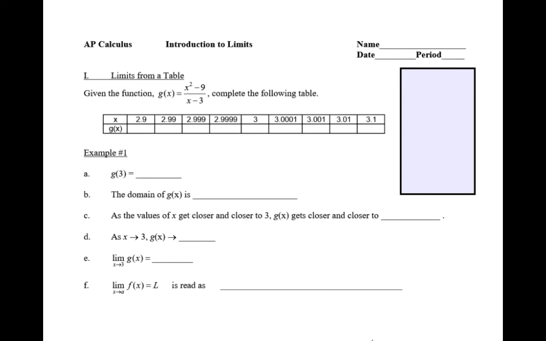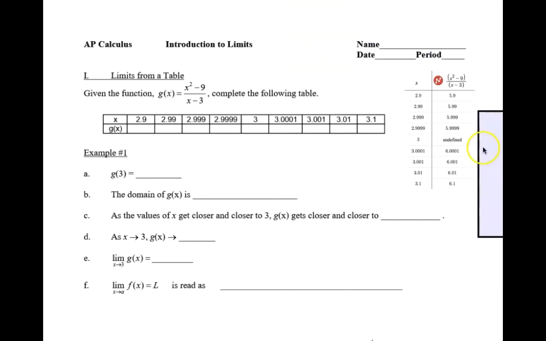The first thing we'll do is take a look at the function g of x equals x squared minus 9 divided by x minus 3. This is a rational function, and we want you to complete the table of values. I went ahead and did this by using Desmos to figure out all of these values because I didn't want to sit here doing it with you online. So what I'd like to do right now is just show you the values that I found when I used Desmos. I got x equals 2.9 gave me 5.9, 2.99 gave me 5.99, and you can go ahead and copy this table of values onto your notes.